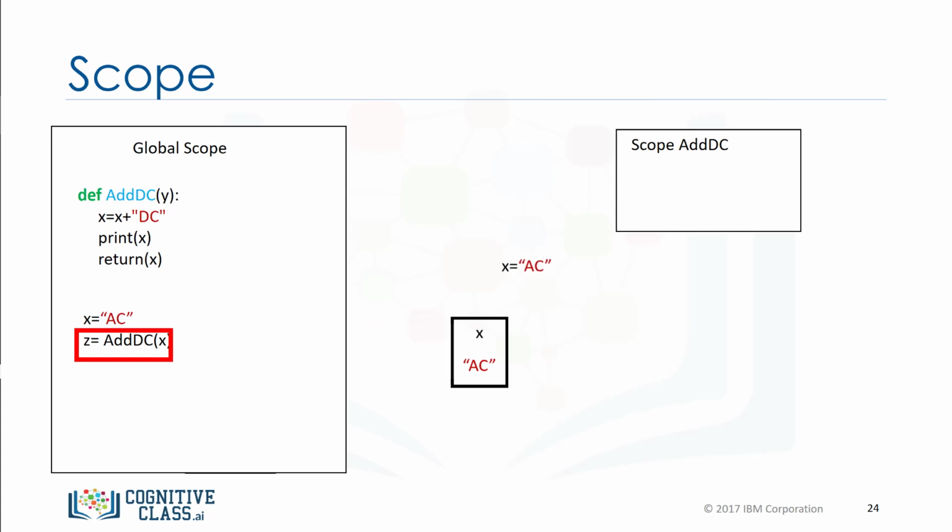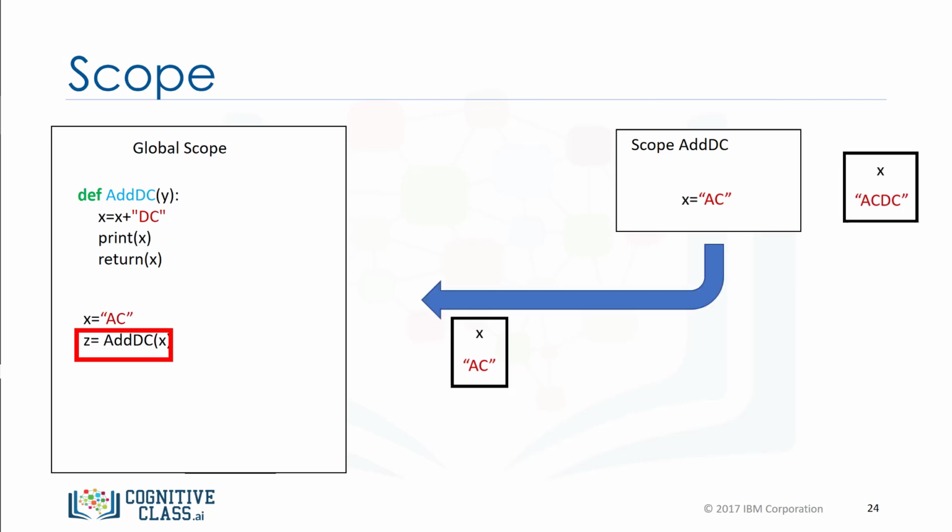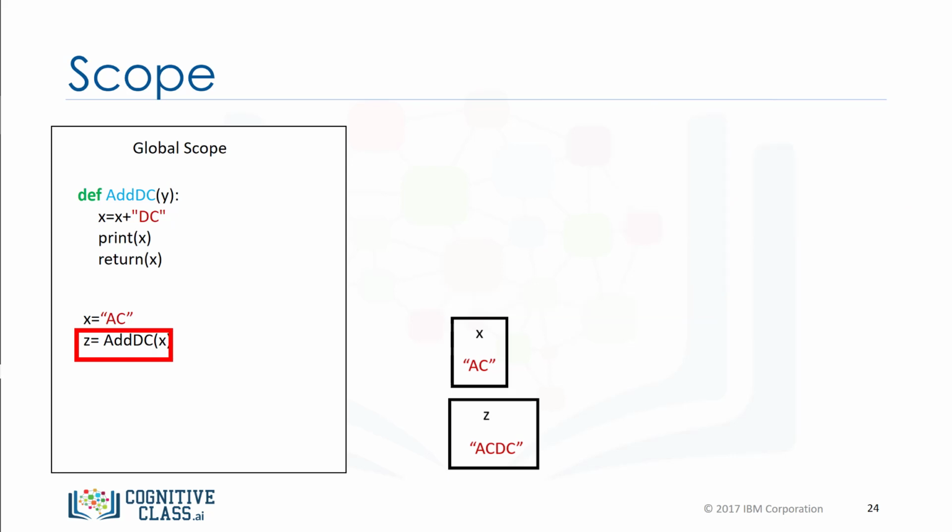When we call the function, we enter a new scope, or the scope of addDC. We pass as an argument to the addDC function, in this case, AC. Within the scope of the function, the value of x is set to ACDC. The function returns the value and is assigned to z. Within the global scope, the value z is set to ACDC. After the value is returned, the scope of the function is deleted.